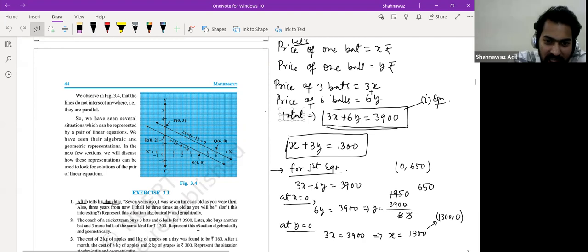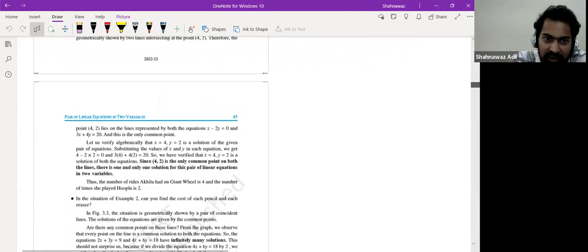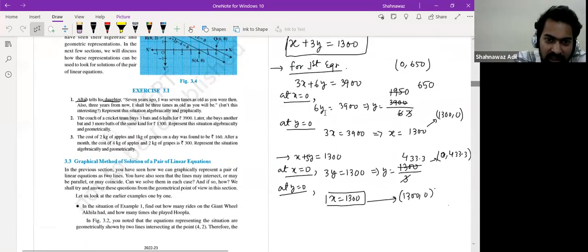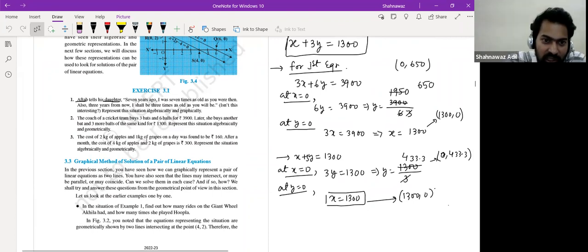So can you take the third question as your homework? Let me just give you a hint. The cost of 2 kg of apples and 1 kg of grapes on day one was found to be 160. And after a month, the cost of 4 kg of apples and 2 kg of grapes is 300, right? So represent the situation algebraically and geometrically. Geometrically meaning graphically.